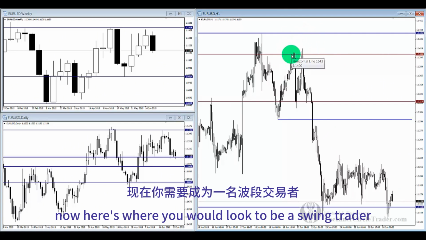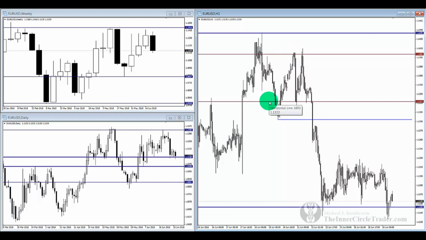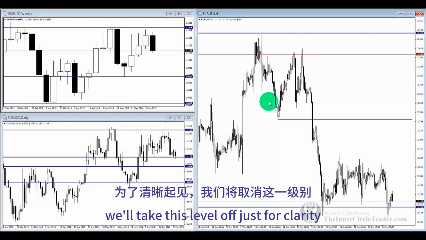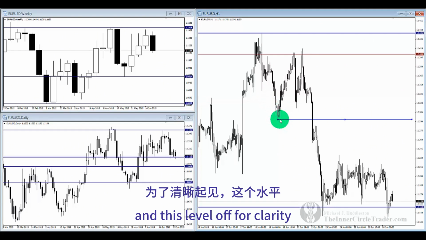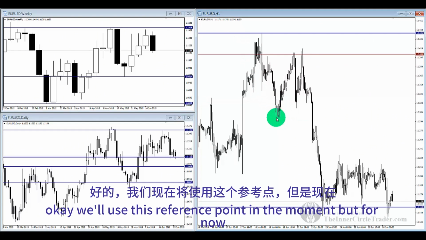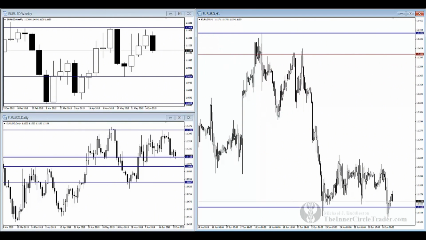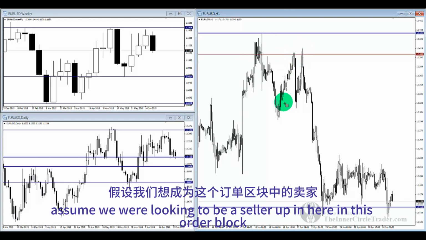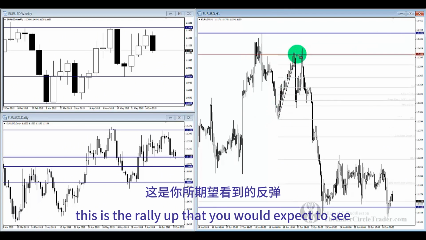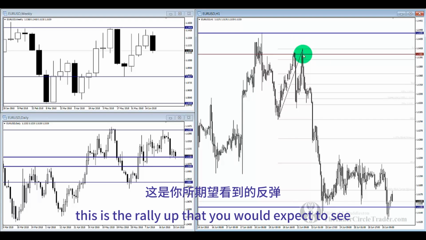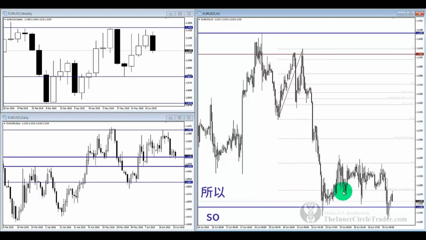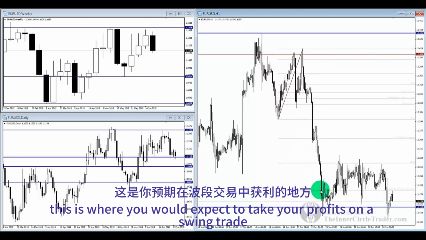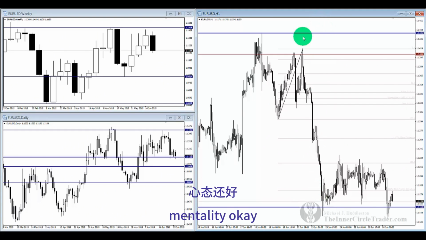Now here's where you would look to be a swing trader. We'll take this level off just for clarity, and this level off for clarity. We'll use this reference point in a moment, but for now, assume we were looking to be a seller up in here in this order block. This is the rally up that you would expect to see, and the 200 extension is down here. So this is where you would expect to take your profits on a swing trade mentality, right up in here.